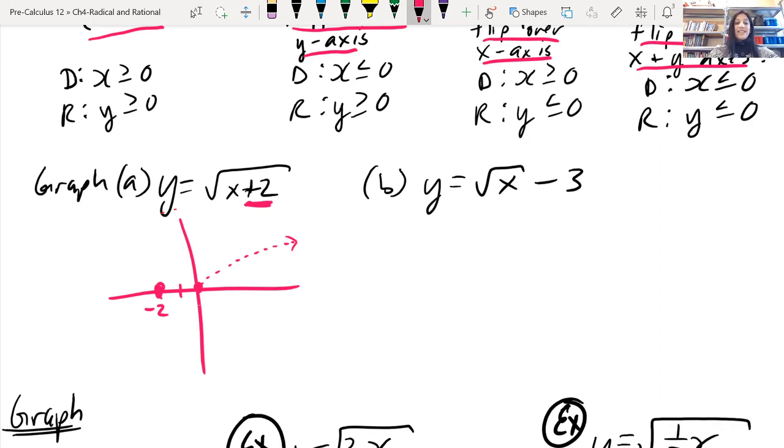And so I still have the same shape. Nothing has happened that would change my shape. I'm going to erase that or get rid of it. And basically I'd have a graph that looks like this.